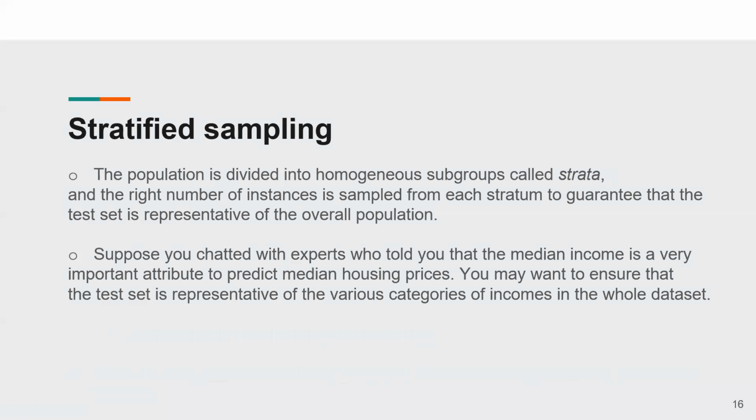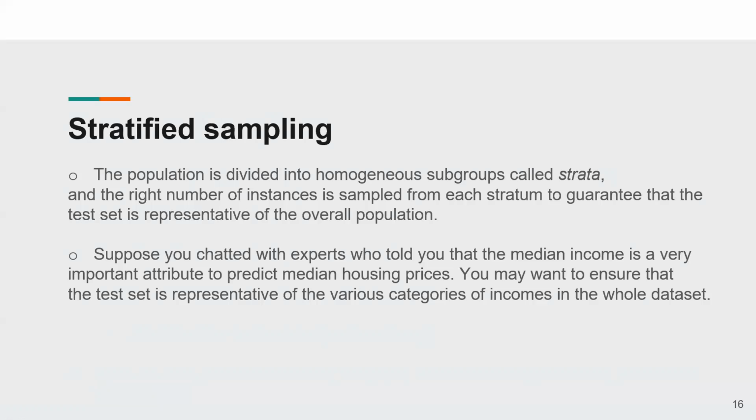Another different way is called stratified sampling. If you haven't heard of this term, let's take a look, right? The population is divided into homogeneous subgroups called strata. It's divided into different groups, right? That's the first concept. And then the right number of instances is sampled from each stratum to guarantee that the test set is representative of the overall population.